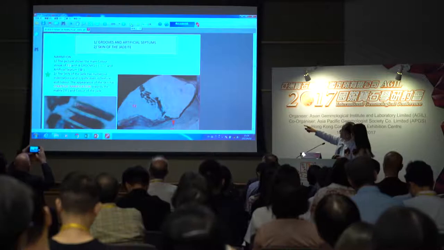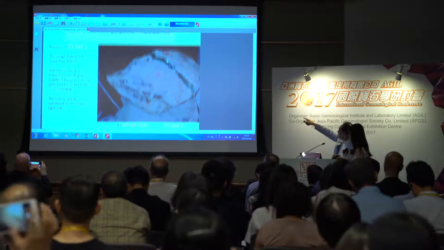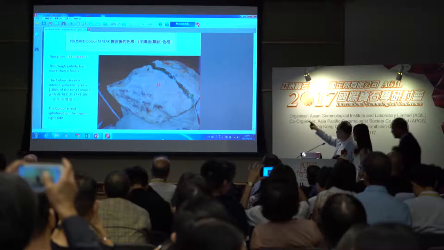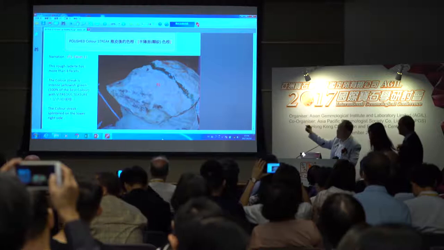Page 10, please. The whole stone. See, there are many facets of this piece of jade. Some of them are already polished. After polishing for a week, it becomes like this. We were lucky that when we polished it away, it became wider. Next one. This is polished.